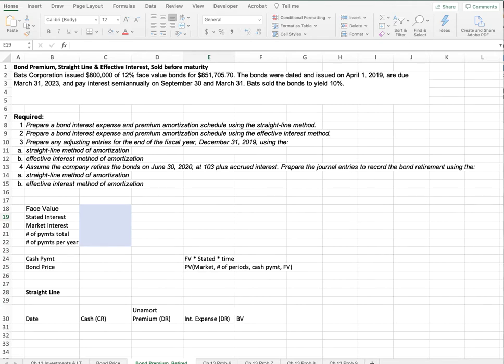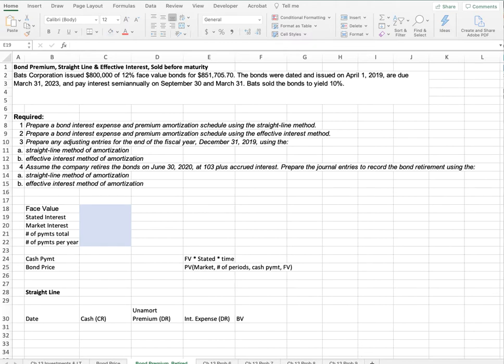Where we have a premium, we're going to look at both straight line and effective interest amortization schedules and journal entries for both of those methods. And then we're also going to look at selling before maturity. So it's a problem that encompasses quite a bit.